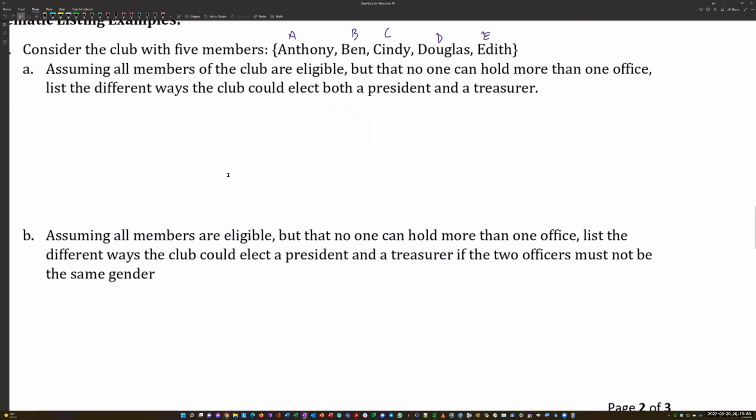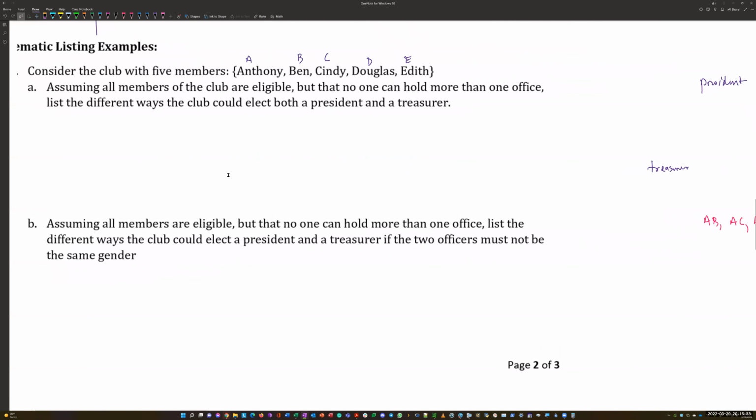All right. It says, assuming all members are eligible, but that no one can hold more than one office, list the different ways the club could elect a president and a treasurer, if the two officers must not be the same gender.